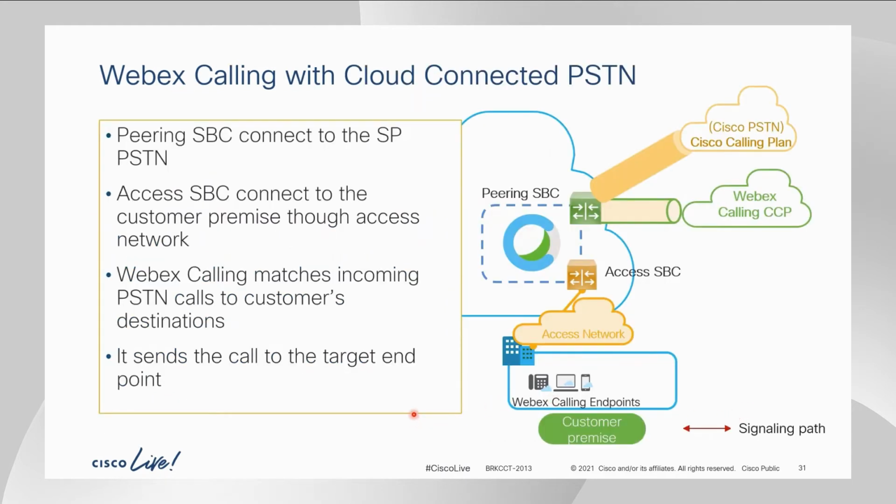The CCP is the Cloud Connected PSTN. CCP stands for Cloud Connected PSTN, and CCP providers terminate their SIP trunks directly into our data centers to offer cloud-based PSTN services. You can see the call path: the call comes into the peering SBC, and then from the peering SBC, Webex Calling sends the call via the access SBC over the internet to the Webex Calling registered endpoint.